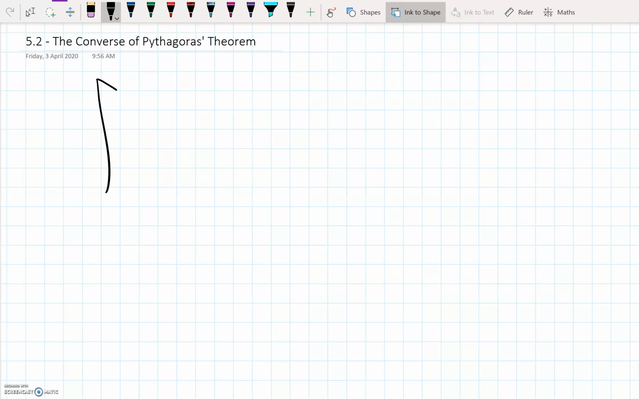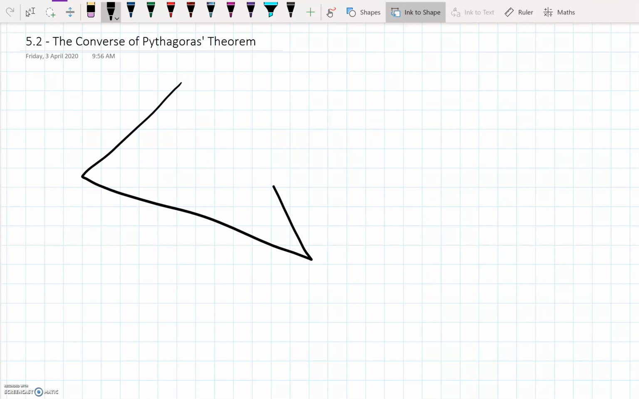Okay, so again, we have a triangle. In this case, I'm not going to draw it as a right-angled triangle because we don't know. We don't know the sides of this one. We don't know if this is a right-angled triangle. We're going to hope that it is, but we don't know it. So we'll do one that I know will work first.